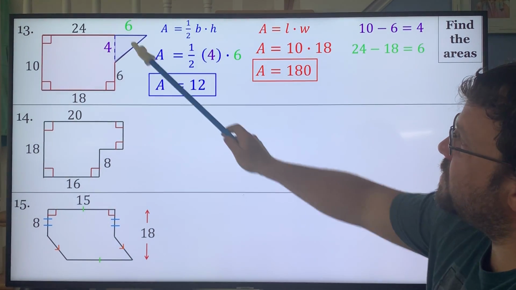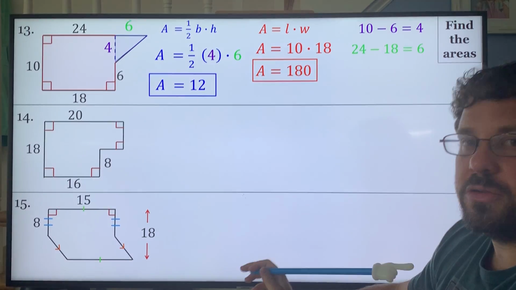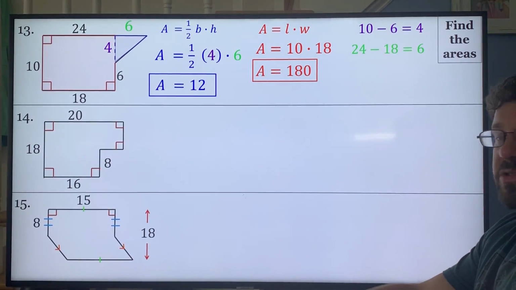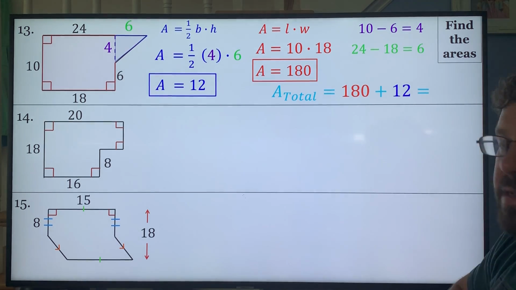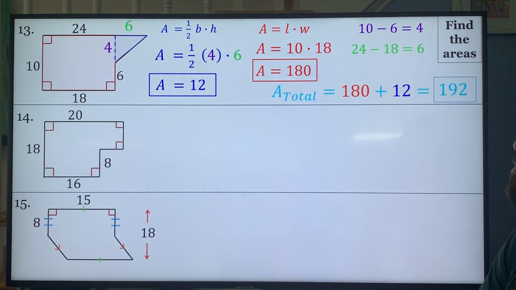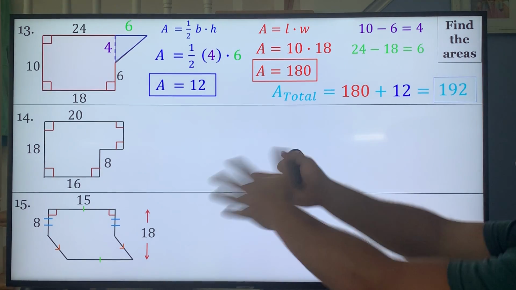Now, these are the areas of each piece. What do we do with these two pieces since they're non-overlapping parts? We do not subtract them, we add them. 180 plus 12 is 192. Right? And that's it. 14, 15, go.